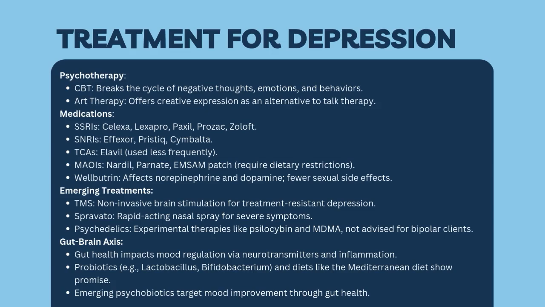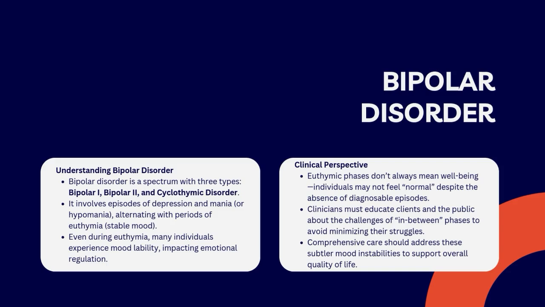But that wraps everything up as far as depression goes. And I want to make sure that we are jumping into bipolar disorder too. So, bipolar disorder is a complex mood disorder that exists on a spectrum with three main types: bipolar I, bipolar II, and cyclothymic disorder. Historically referred to as manic depressive illness, bipolar disorder involves fluctuations between two poles, depressive and mania or hypomania. These episodes are interspersed with periods of euthymia where mood appears stable.